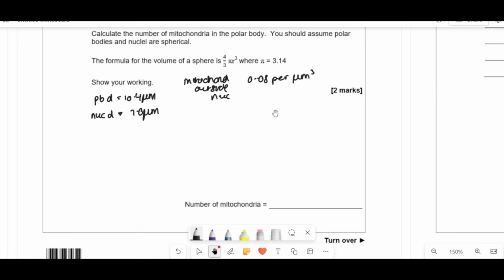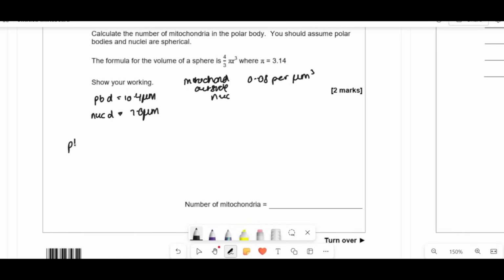You should assume the polar body is anucleate and spherical, and it's told you the formula for a sphere, and you should use the 3.14 they gave you. What we need to do is work out the volume of the polar body and then take out the volume of the nucleus. All the volume that's left is going to be how many mitochondria you can squeeze into this.